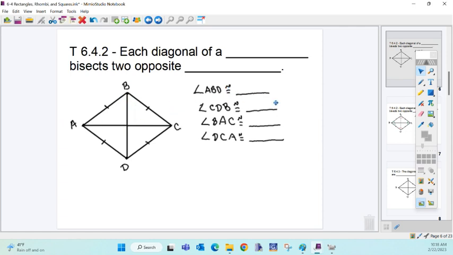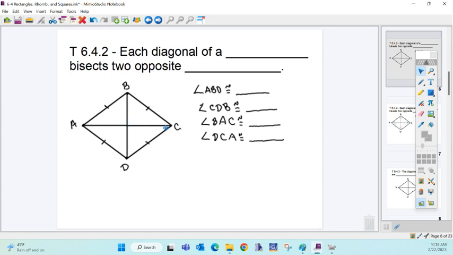So when we're filling in, angle ABD would be the same as angle what? Angle ABD would be congruent to angle what here? CBD. Good. Angle CDB is a different one. CDB is found in the bottom. So CDB would be ADB. Good.